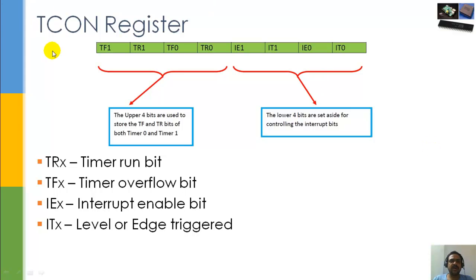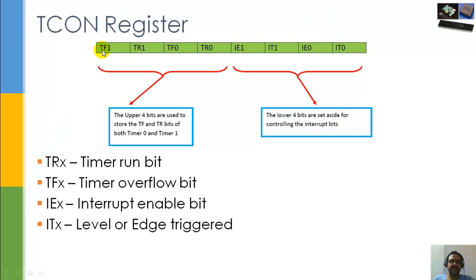Now let's look in detail about TCON register or timer control register. Now if you look at the timer control register or TCON register, I told you it's an 8-bit register. So it's 0, 1, 2, 3, 4, 5, 6, 7. 8 bits. Of that, if you see, the upper 4 bits are used for timer 0, timer 1, and the lower 4 bits are used for controlling the timer. Now what is this upper 4 bit, lower 4 bits? What is TF1, TR1, TF0, TR0, IE1, IT1, IE0, IT0? We are going to see now.